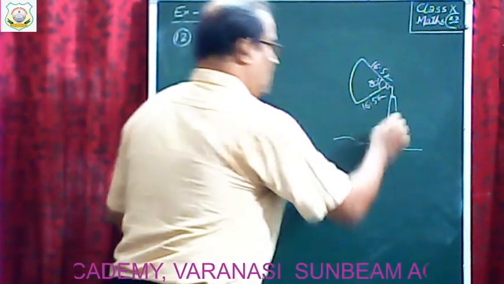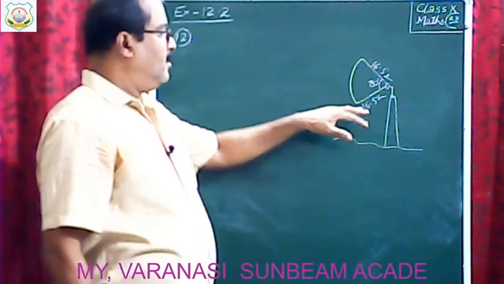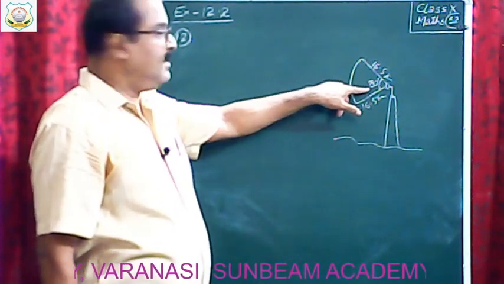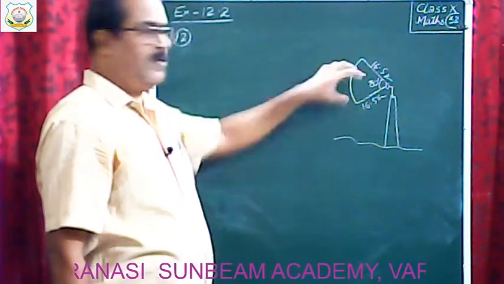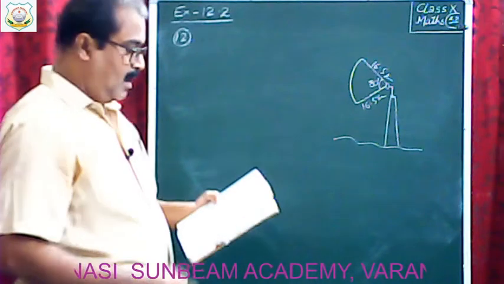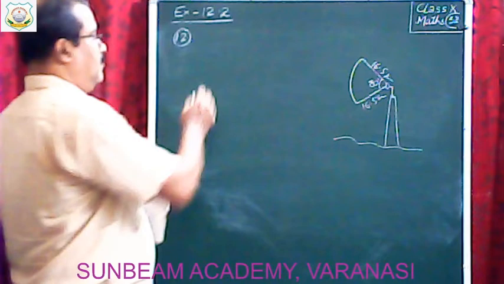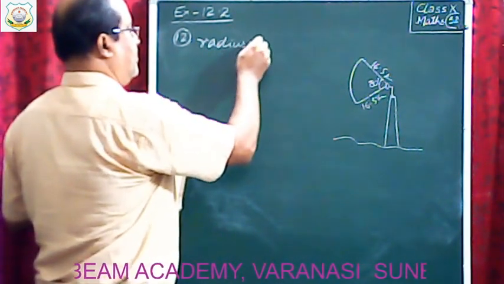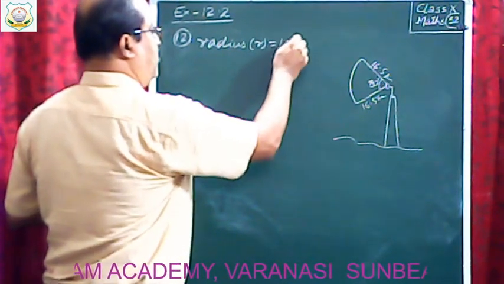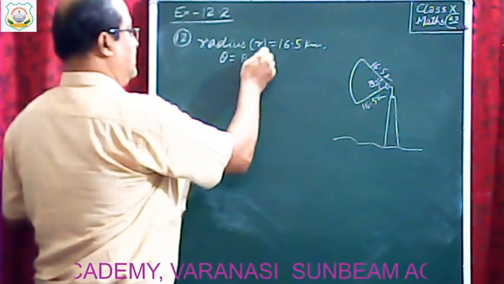The lighthouse. One red color light is there. It is moving at an angle of 80 degree. The distance covered by red color light, that is 16.5 kilometer, forms a sector. We have to find how much area is covered by the light. So finally, we have radius of the sector so formed, that is 16.5 kilometer, and theta is given 80 degree.